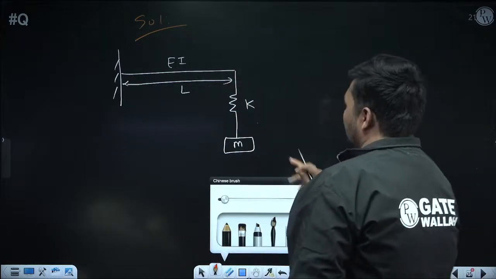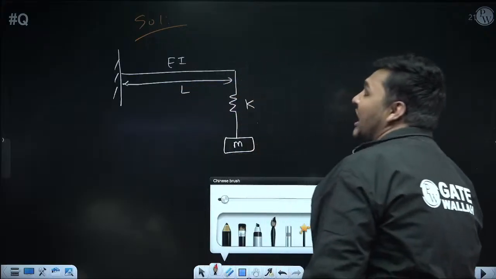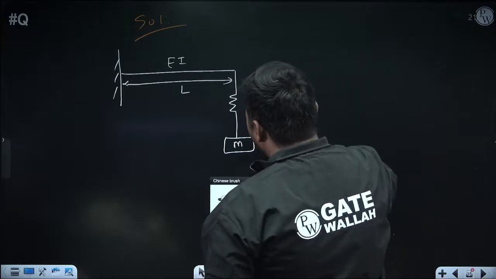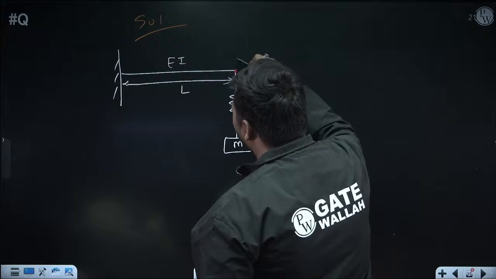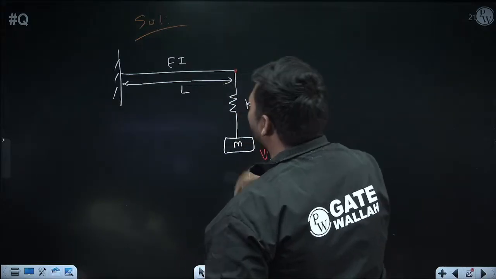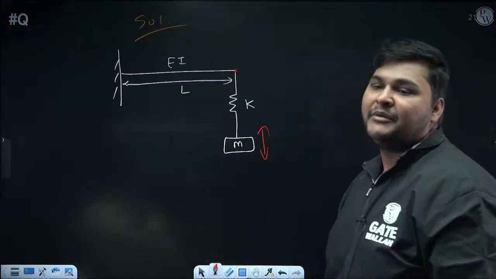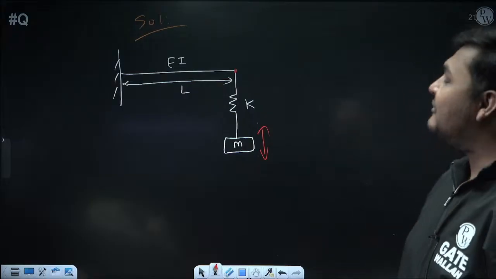First of all, this spring is attached, good. But in this structure, I am 100% sure transverse vibration will occur. How? See, if this mass vibrates like this, the spring will vibrate like this, but this point of the structure will move like this. And if it is moving like this, the beam will bend. So here bending stiffness will come into the picture, meaning in this beam transverse vibration will occur.